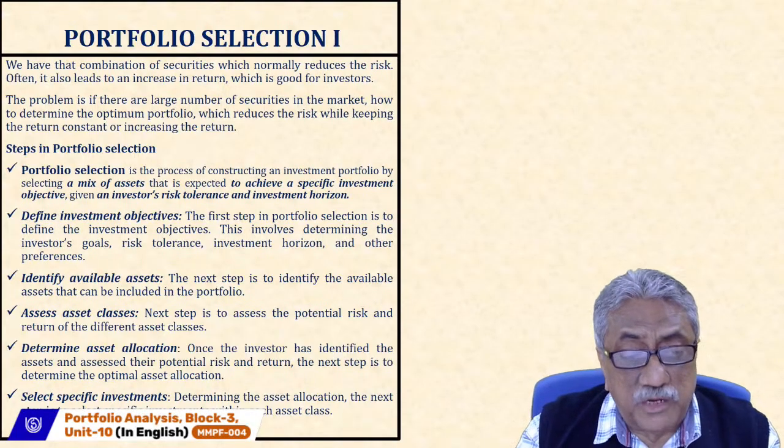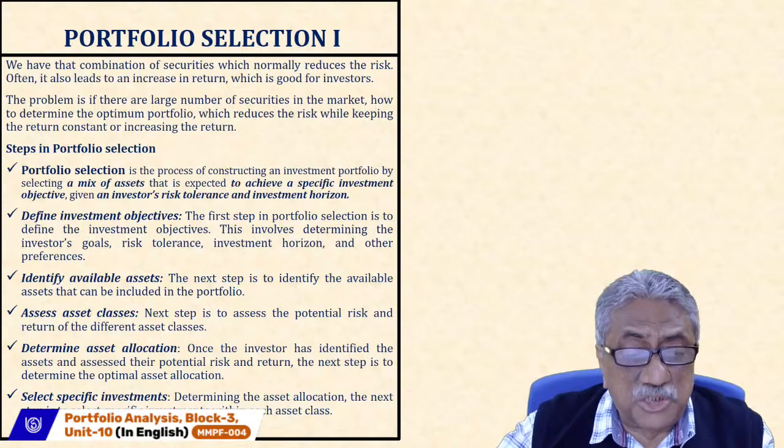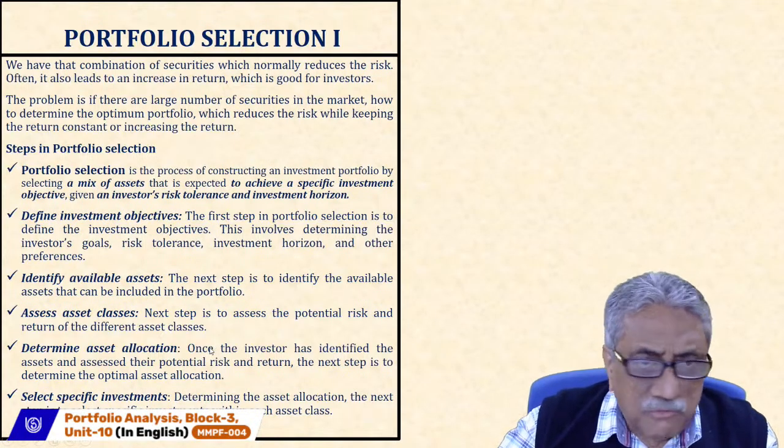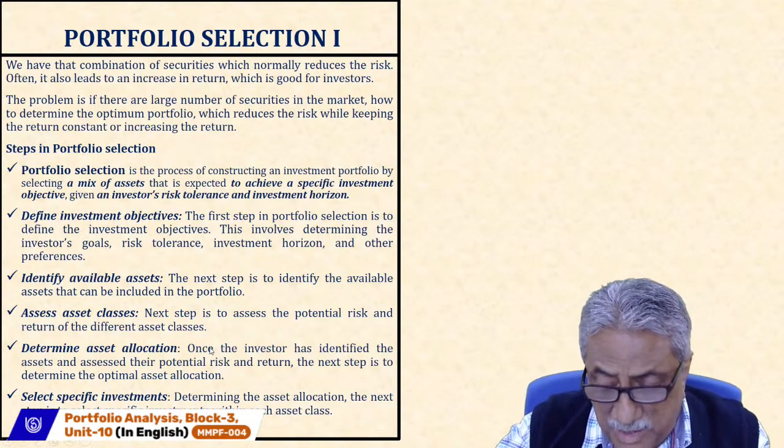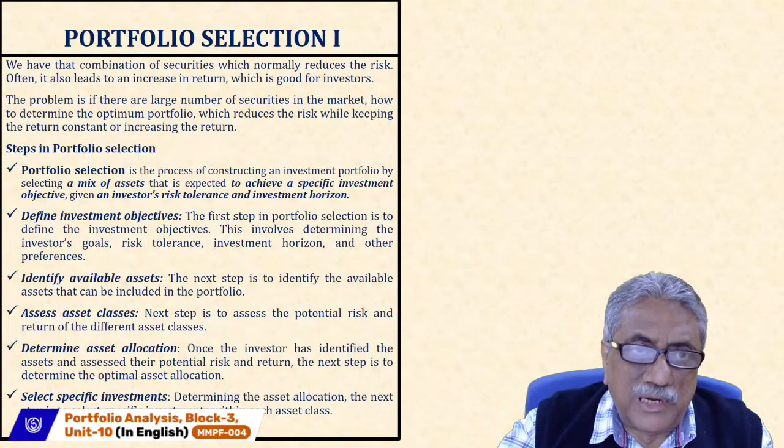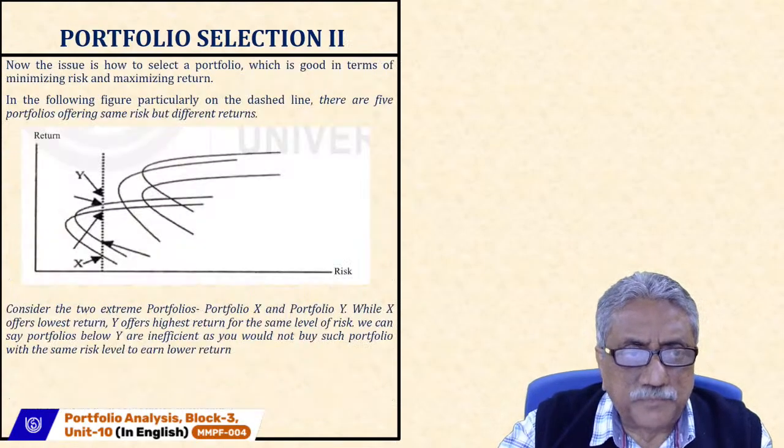Then select specific investments. After determining the asset allocation, the next step is to select the stocks: which stocks I should buy, or where I should invest my money.